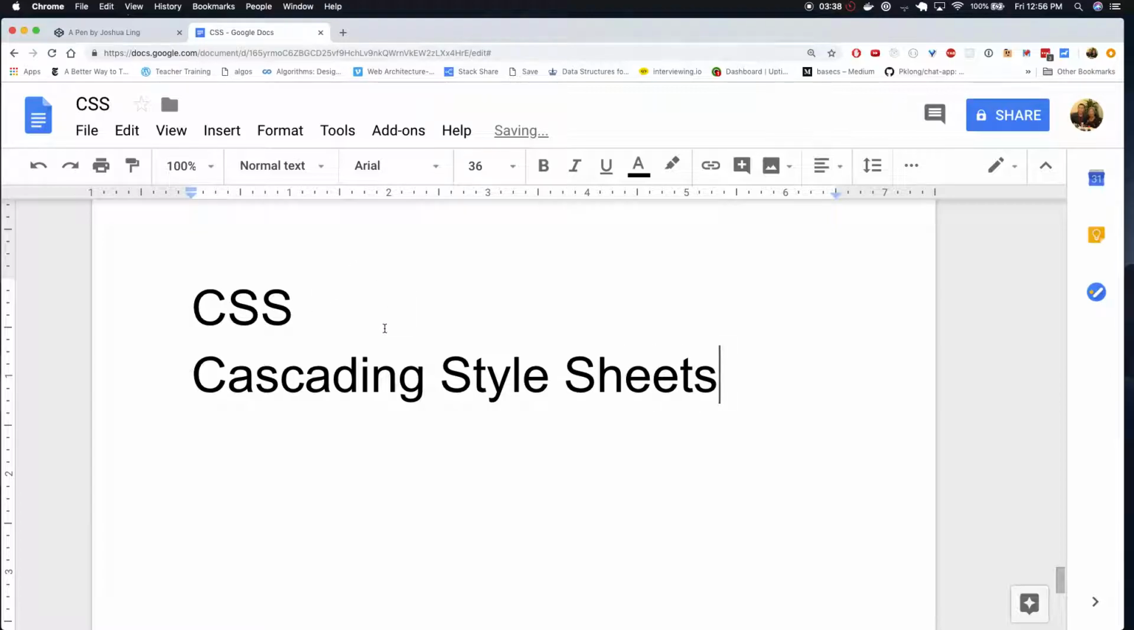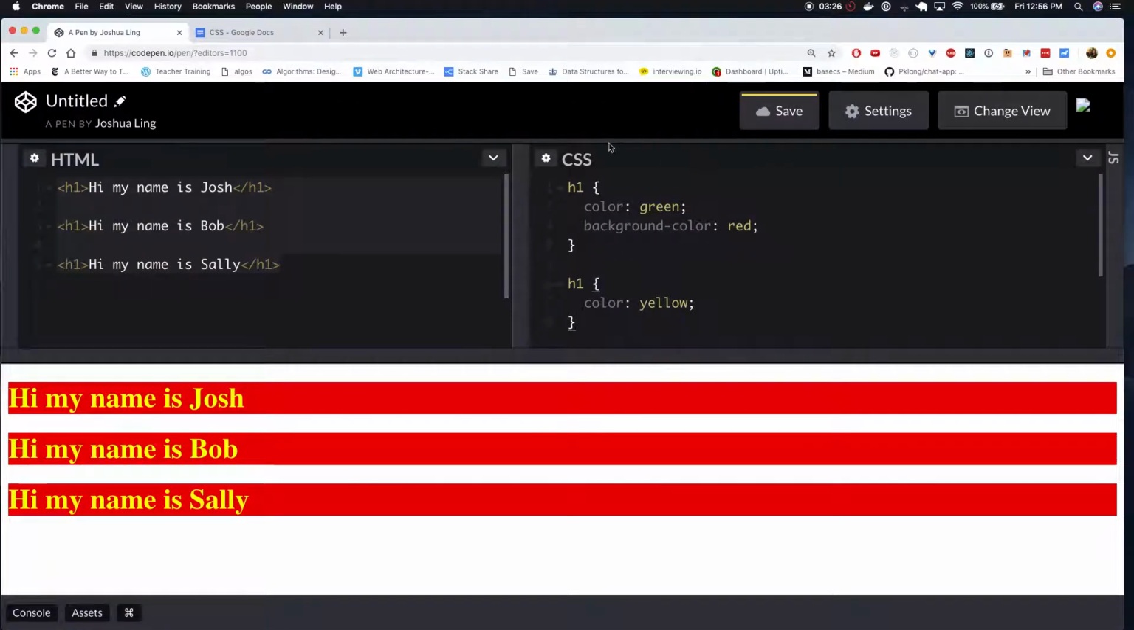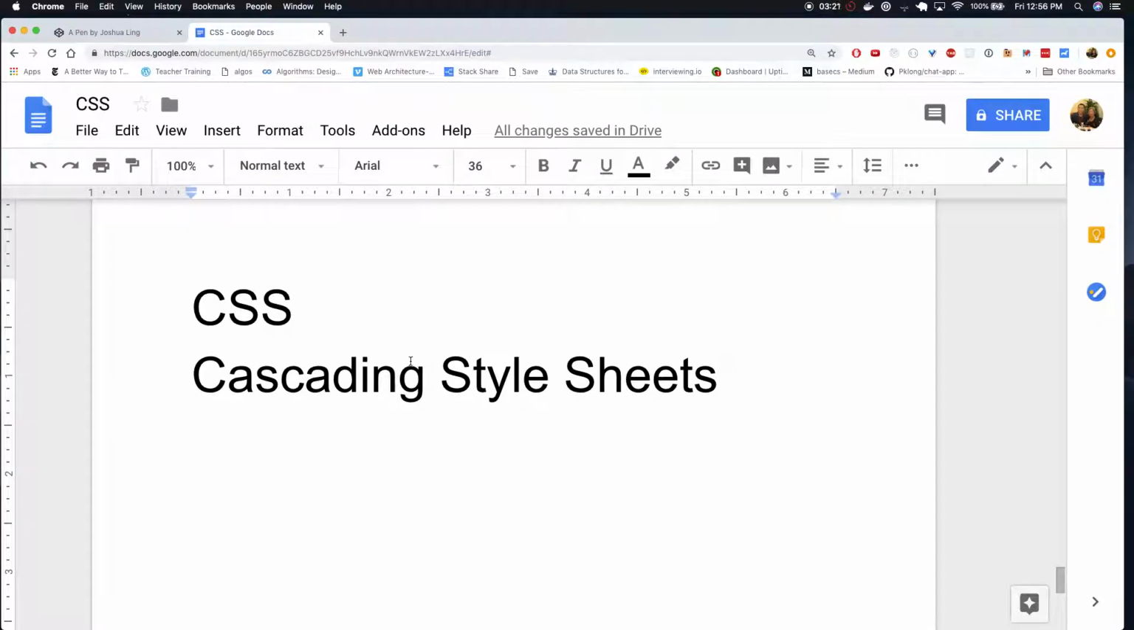Now, the last two words make sense. It's styling, and we write them into these sheets called CSS documents. So for example, this is a style sheet, right? However, the confusing part is this first word, which you may or may not have heard of, cascading.